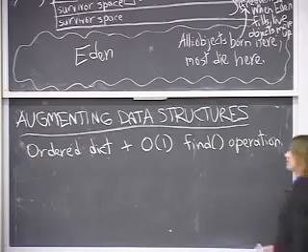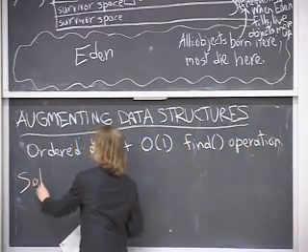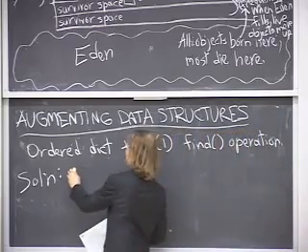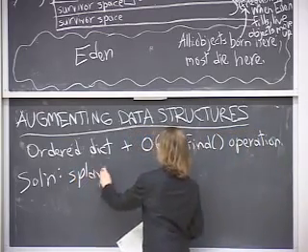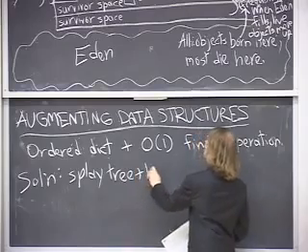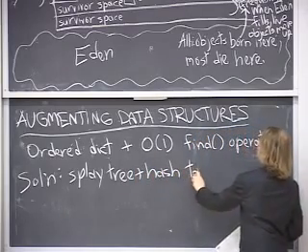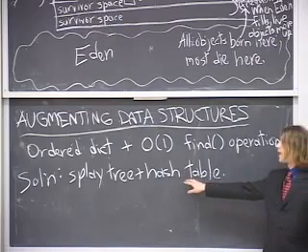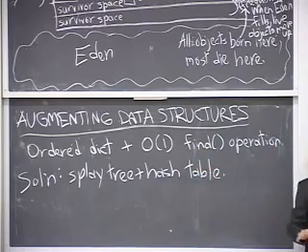So the solution is don't just use one data structure, use two. Use a 2-3-4 tree or a splay tree, and use a hash table at the same time. So now the constants go up a little bit because when you store a new item, you're storing it in the splay tree and you're storing it in the hash table. But when you want to look up the item, you only look it up in the hash table, and that gives you order 1 find time.